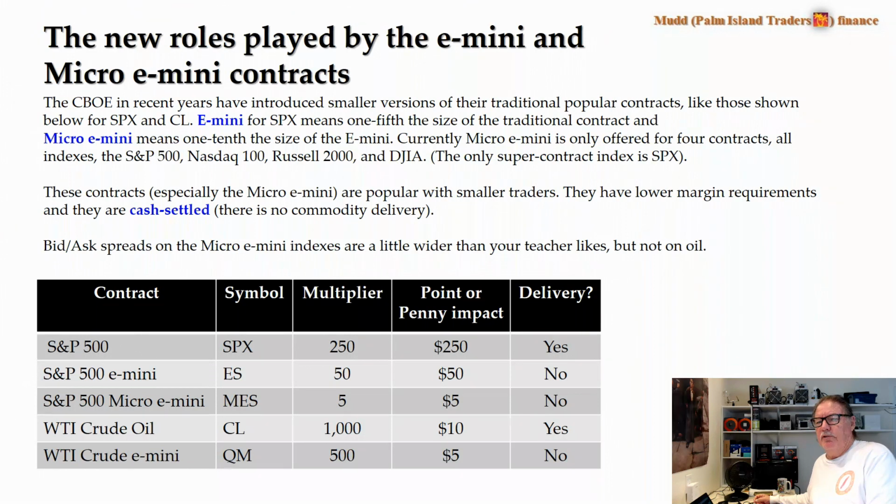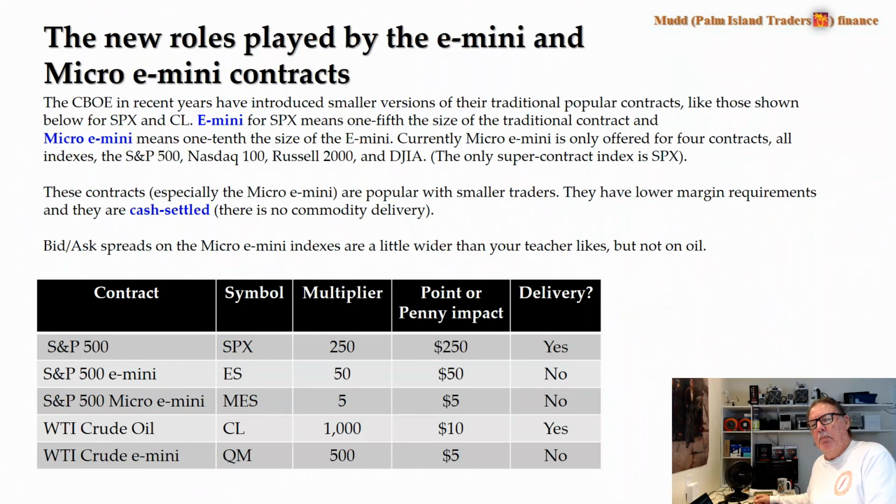So, as I say here, the CBOE in recent years have introduced smaller versions of their traditional popular contracts, like those shown below for SPX, SPX being the gigantic, expensive S&P 500 contract that's been around forever. That contract is equal to $250 times the index, and so the notional value of that contract is high. But you'll see the E-mini, for example, is worth only 50 times the value of the contract, and the tiny MicroEmini is worth 5 times the value of the contract. So MicroEmini means 1/10 the size of the E-mini, as you can see here by this one example.